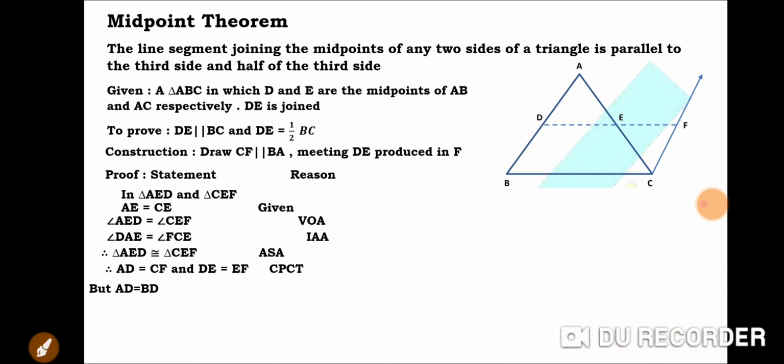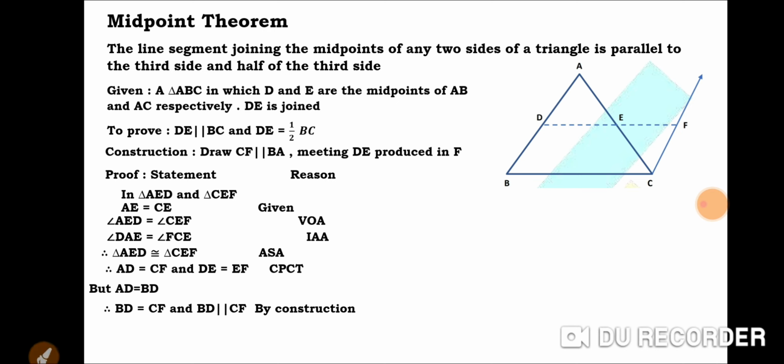But see here that we have told that AD is equal to CF because of CPCT. At the same time, we have the given data that AD is equal to BD. Why? Because we have considered that D is the midpoint of AB. If D is the midpoint of AB, it is sure that AD must be equal to BD. So it is because of the given.